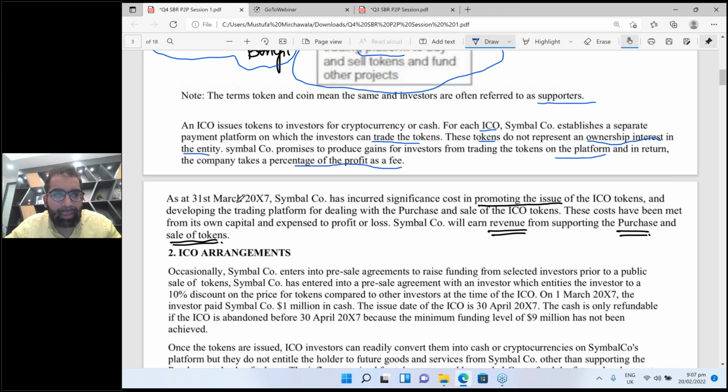Okay, now one more thing. At 31st March X7, the company has incurred significant cost in promoting the issue of the ICO tokens. This is promotion cost. Now please pull the handbrake. This is promotion cost, meaning advertisement cost. Promotion or advertising cost is a different thing, and making a trading platform and making software is a different thing. Keep these two things separate.